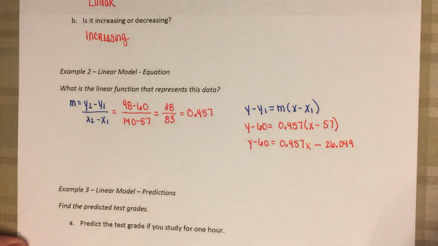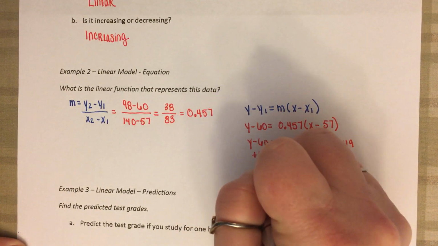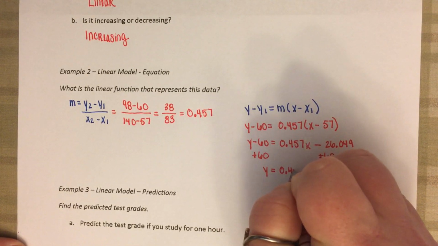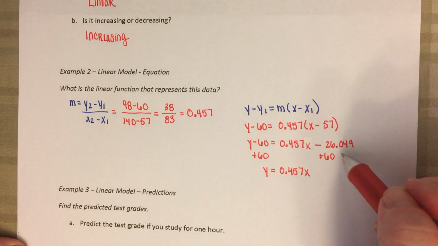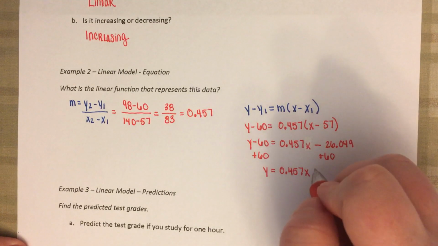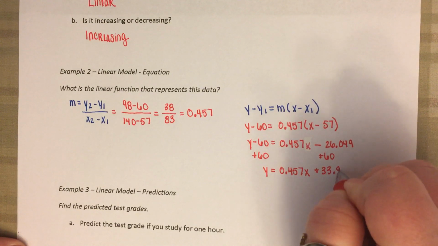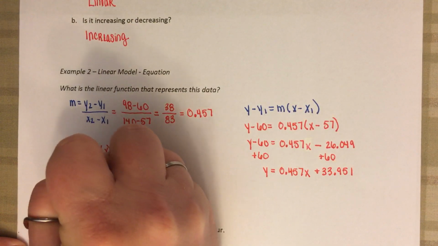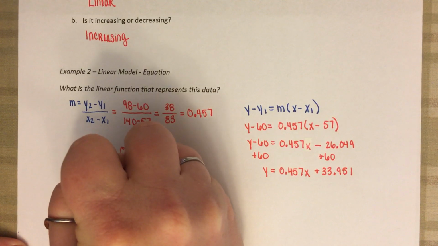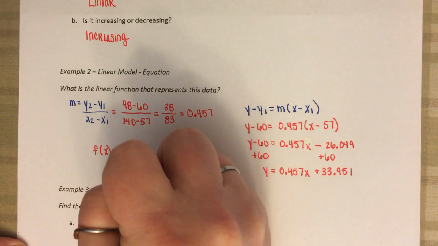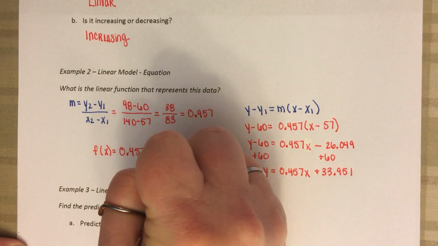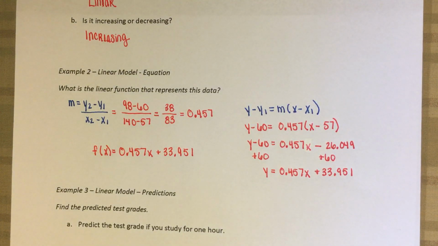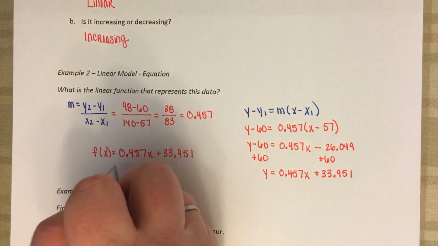which is going to give us 26.049. Now we want to get y all by itself, so we're going to add 60 to both sides. y equals 0.457x, and if we take negative 26.049 plus 60, we get plus 33.951. So our linear function is represented by f of x equals 0.457x plus 33.951. Notice that our slope is positive, so our line was increasing, and this positive slope does match with that.